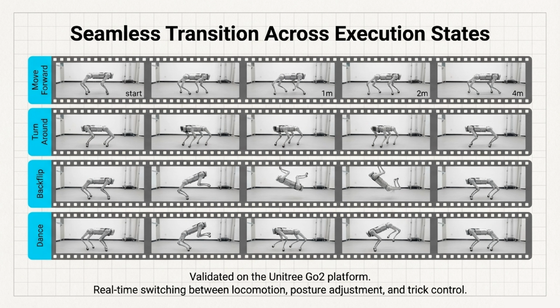The results are seamless transitions across execution states. We validated this on the Unitree Go 2 platform. Because of this architecture, the robot can transition in real time between standard locomotion like moving forward or turning around, all the way to complex posture adjustments and trick control like backflips and dancing.